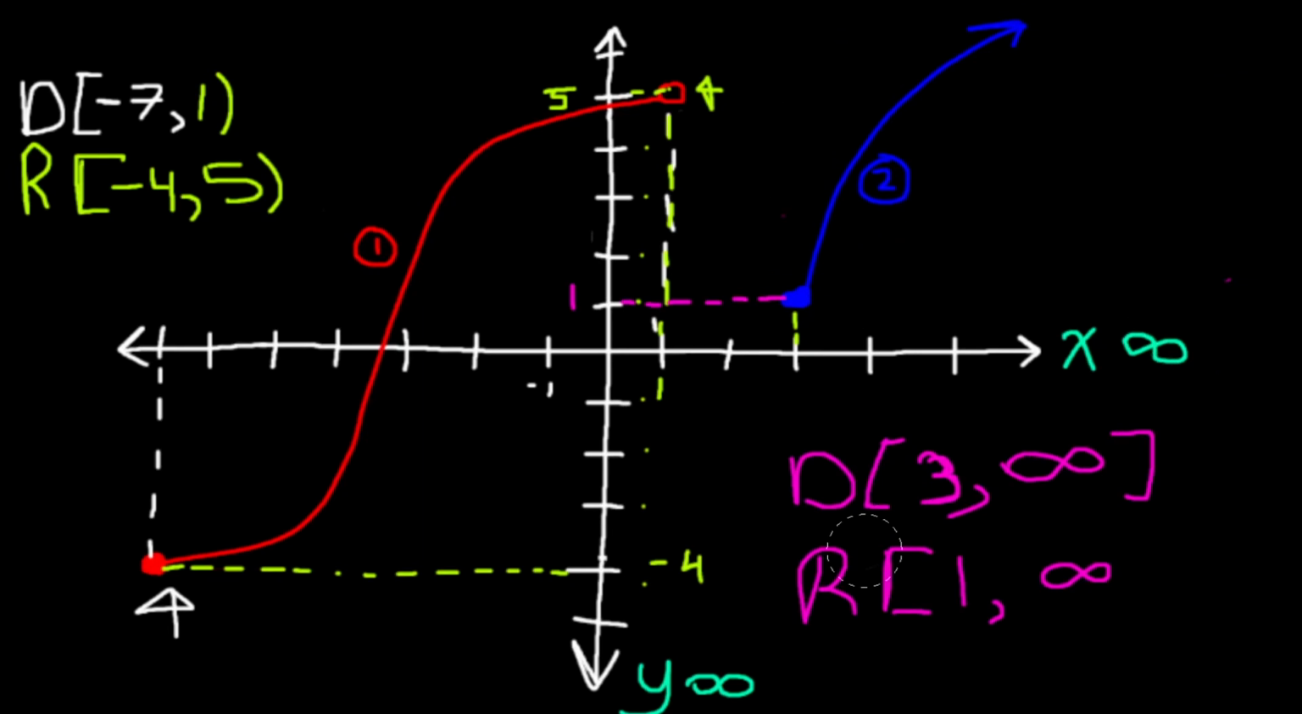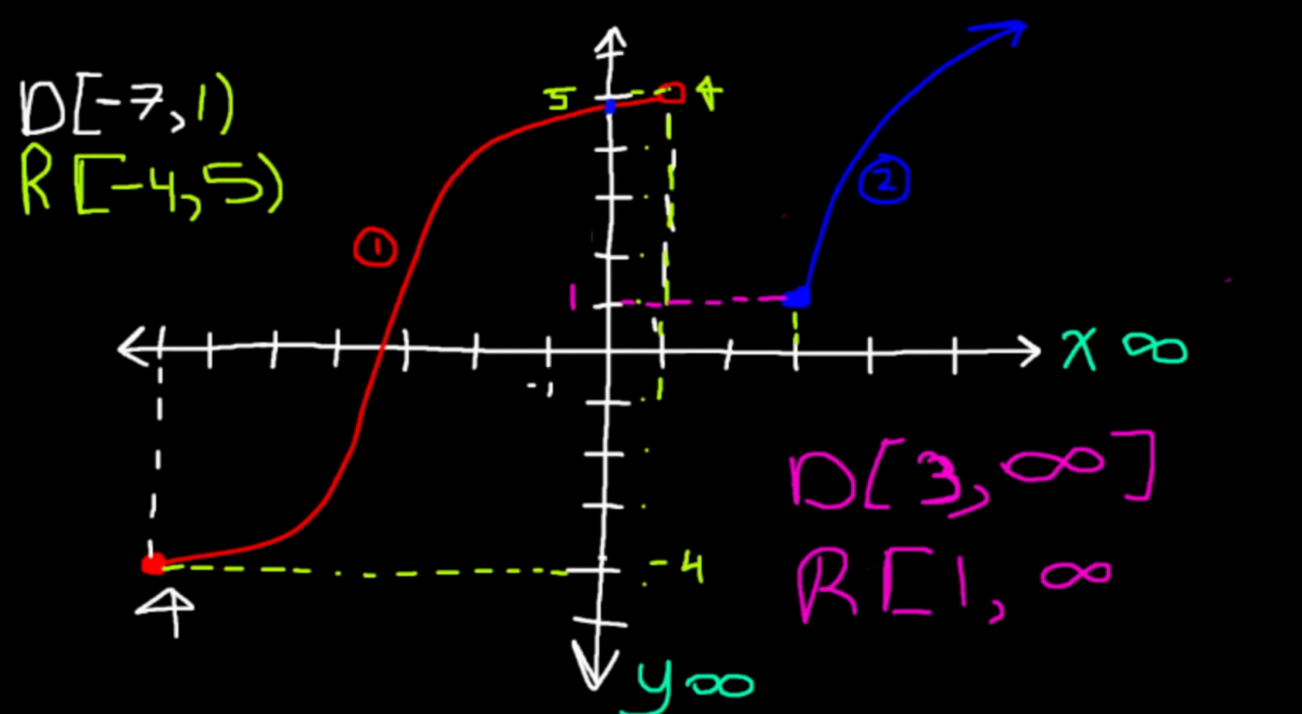Alright, as you can see for the first function, let's go back to the first function, the one in red. The domain is negative 7 included, comma 1. As you can see, all the values are possible right here. So let's say between negative 7 and 1, let's call it 0, right? There is a 0 right here.